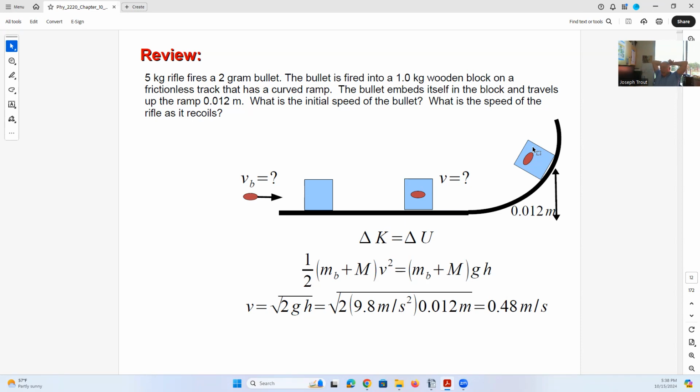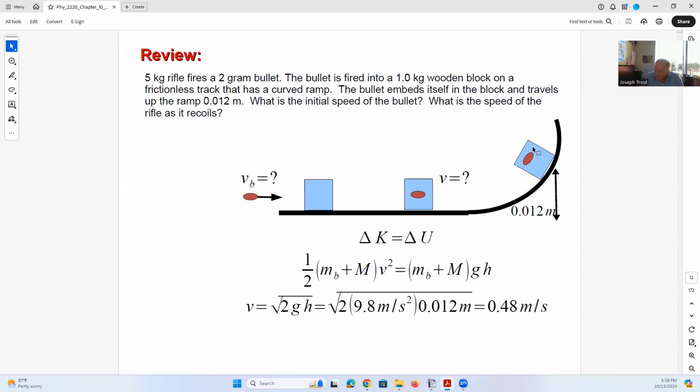So our velocity after the collision is equal to the square root of 2 times 9.8 times the height, 0.12 meters, or 0.48 meters per second. So this is the velocity after the collision.